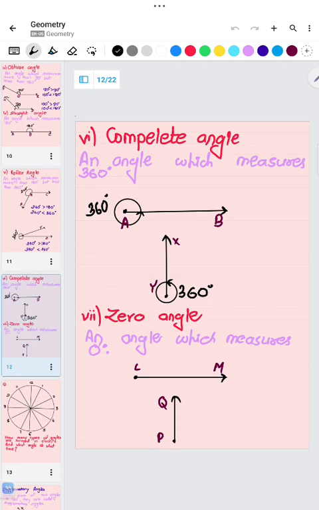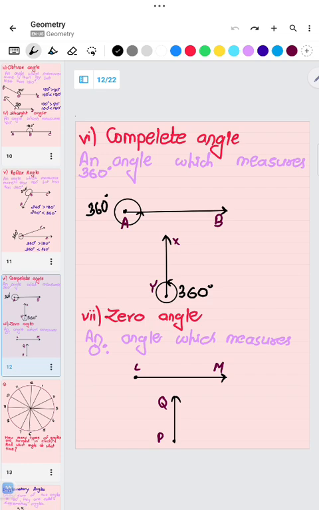6. What is complete angle? Angle which measures 360 degree is known as complete angle. Okay, and its measure is 360 degree. Okay. 7. What is zero angle? An angle which measures 0 degree is known as zero angle.